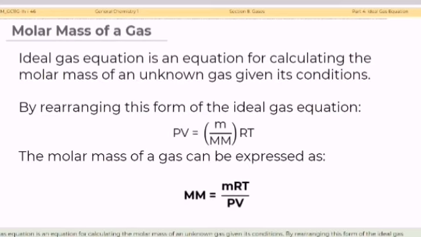The ideal gas equation can also be used for calculating the molar mass of a known gas, given its conditions. By rearranging this form of the ideal gas equation, PV is equal to mass over the molar mass times RT, the molar mass of a gas can be expressed as molar mass equals mRT over PV.